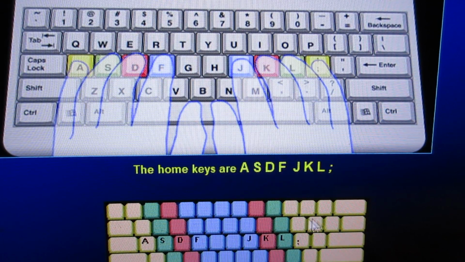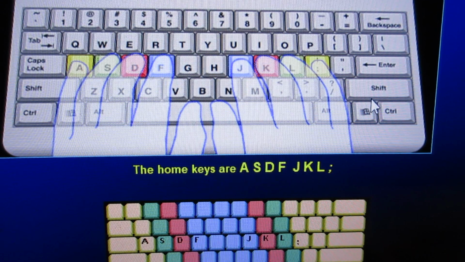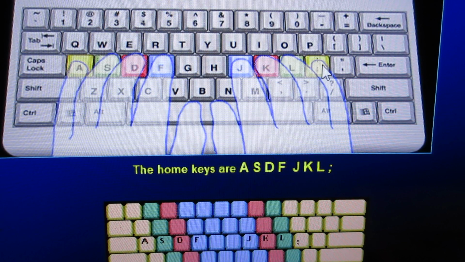Keyboarding Lesson 1. And we're going to talk about home keys. Our goal here is to type the home keys. A, S, D, F, J, K, L, semicolon are the home keys.